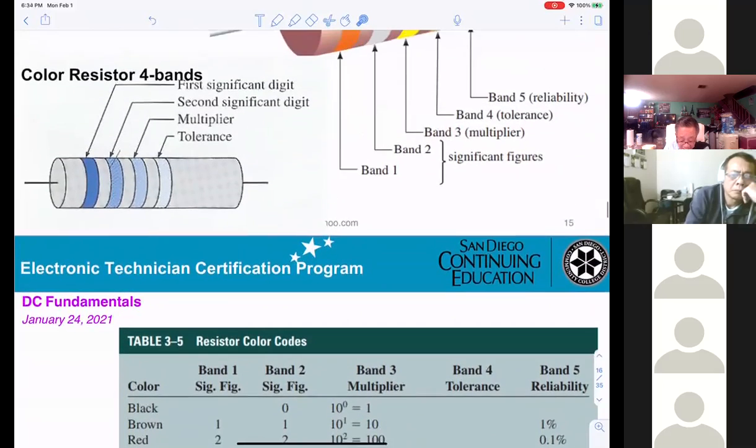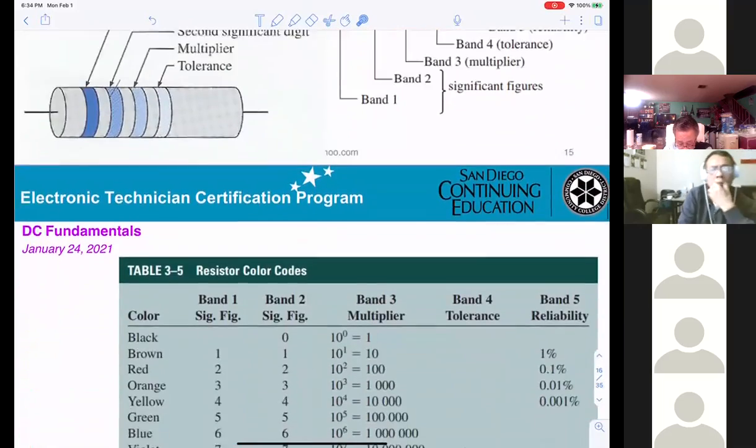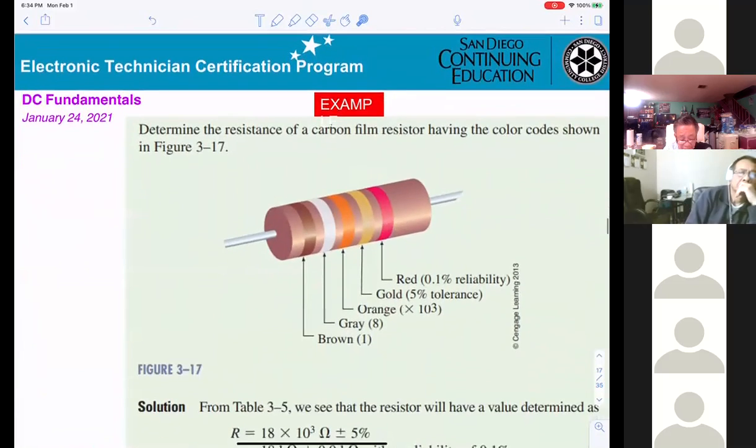Okay. And now in here, band 3 will be the multiplier. Shouldn't the digit in band 4 be the multiplier? I don't think so. But isn't that what we learned previously? Okay, let's see what we do in the calculation here. Then I can tell you.